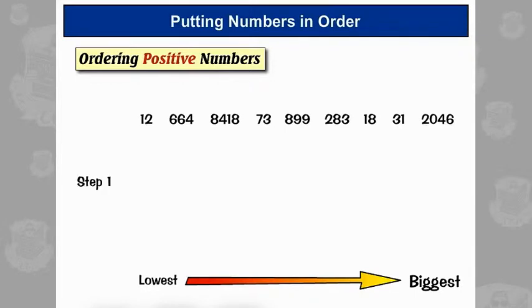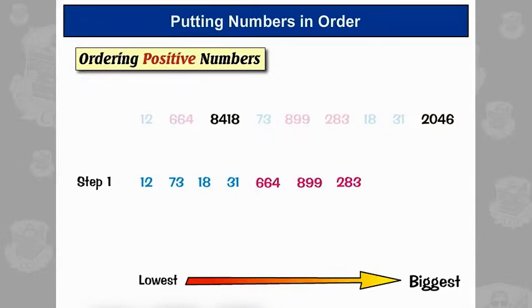Well, the first step is to group all the numbers together based on how many digits they've got. So we can see here 12 has got 2 digits, and so is 73, 18 and 31. So we want to put those together in a group, like that. And we can do the same for the 3-digit numbers, so this is these 3 numbers here. Put those in a group, and finally we can do those 2 4-digit numbers.